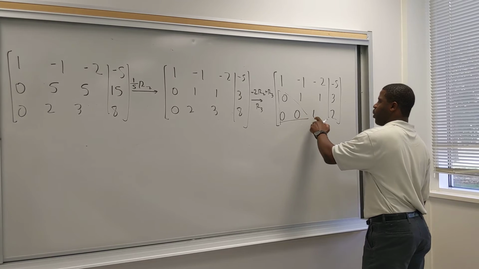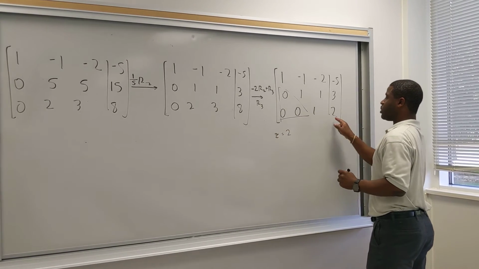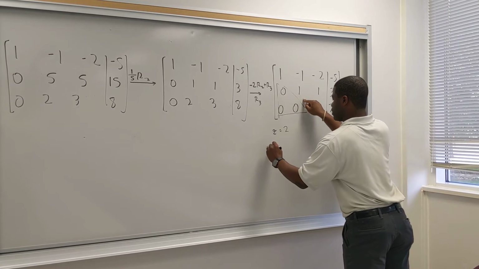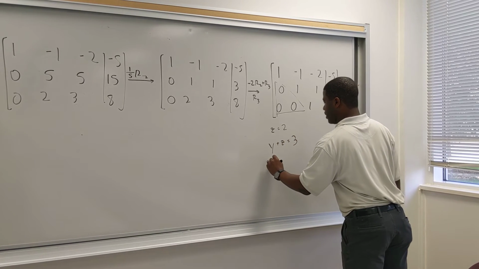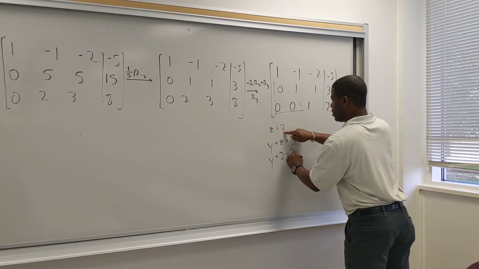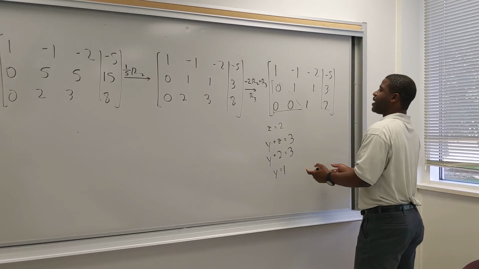0x plus 0y plus z is equal to 2. 0x, y plus z is equal to 3. But we've already concluded that z is equal to 2. Y plus 2 is equal to 3, so y is equal to 1.